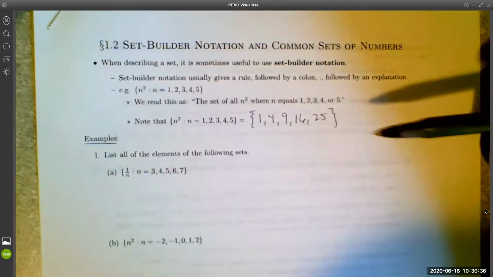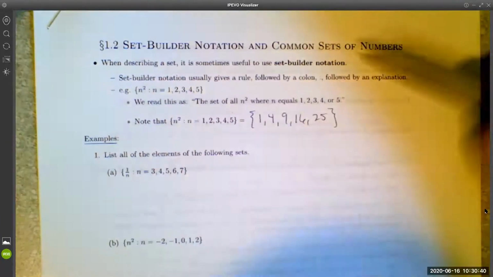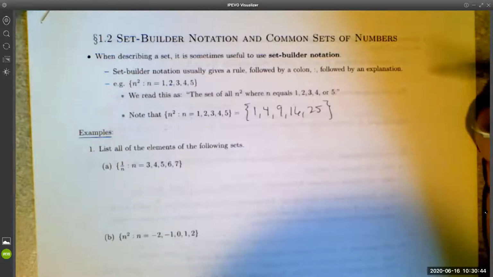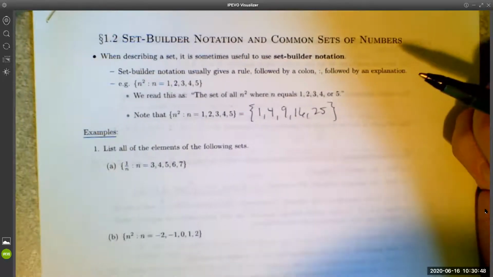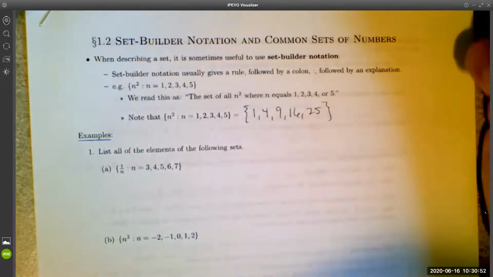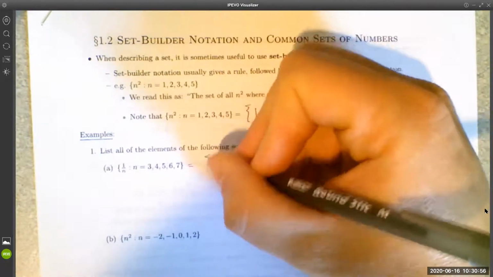Let's practice that a little bit more. It says list all of the elements of the following sets. In other words, give the roster notation for the following sets. So I'll let you give the video a pause and see if you can do this. Okay, and I'm going to go ahead and work out my solutions now. There's not really much to work out on part A.